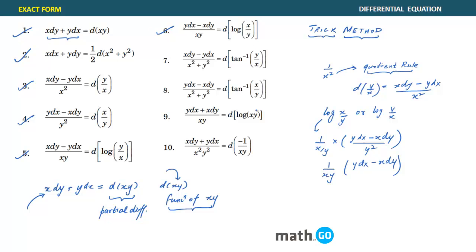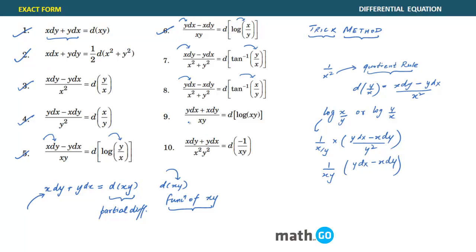So this is log x by y. How do you understand this? The trick is, if dy is first, y will be above. If dx is first, then x will be above. What if you want x square plus y square? We know x square plus y square comes in the formula of tan inverse. Again, if dy is first, y will come in the numerator. If dx is first, then x will come in the numerator.